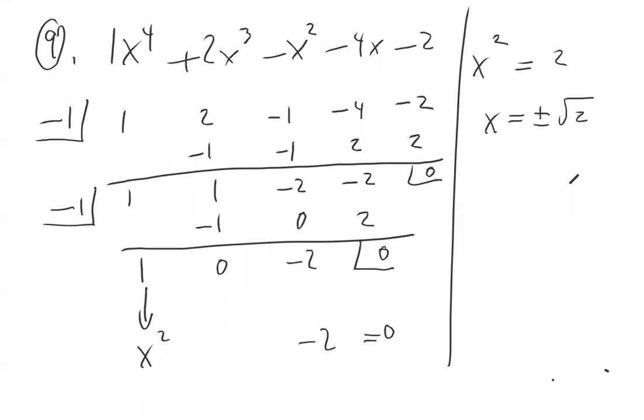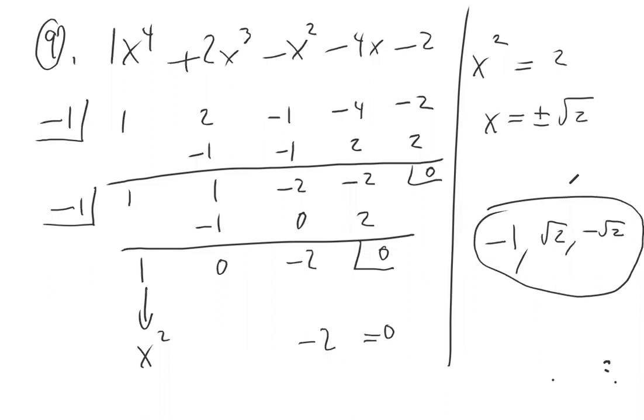So the answers of the problem would be -1, because that's the first answer that I figured out in my head, -1, and then square root of 2, and then negative square root of 2. So there's 3 answers total to this problem. Now, one of the answers does actually happen twice. -1 actually happens twice. Later on, we'll learn what that means if you have an answer that happens more than once.